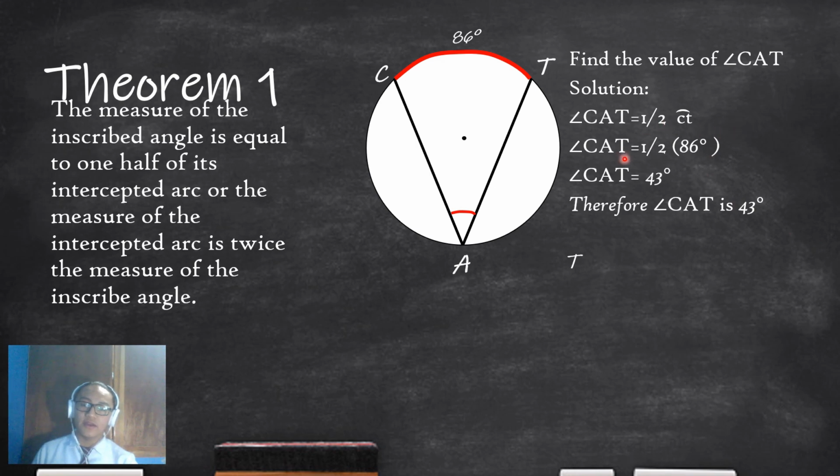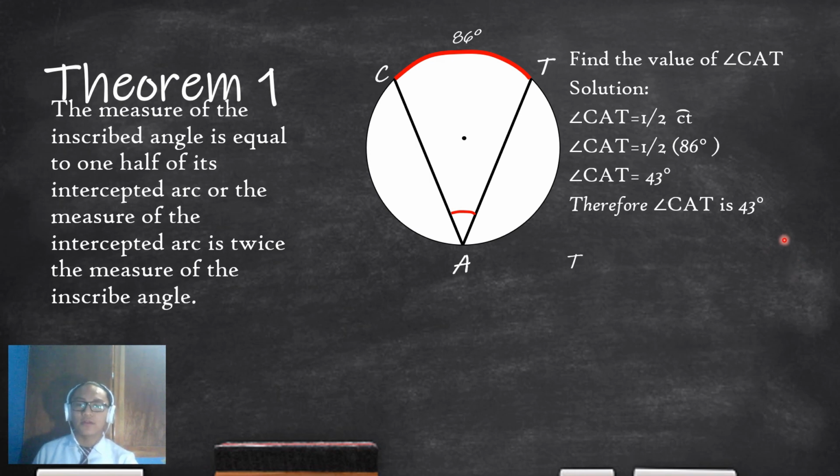After substituting here, we simply took 1/2 of the 86 degrees, or the arc, because it says here the measure of the inscribed angle is equal to 1/2 of the intercepted arc. So meaning that with arc 86, angle CAT is 43 degrees. So you just basically divide it by 2.